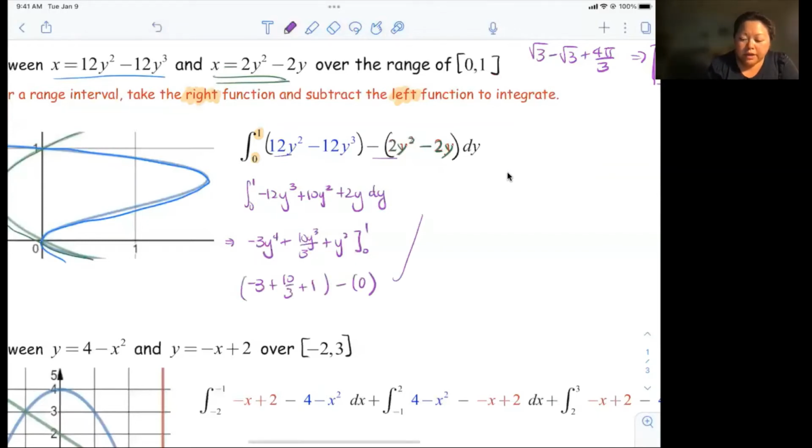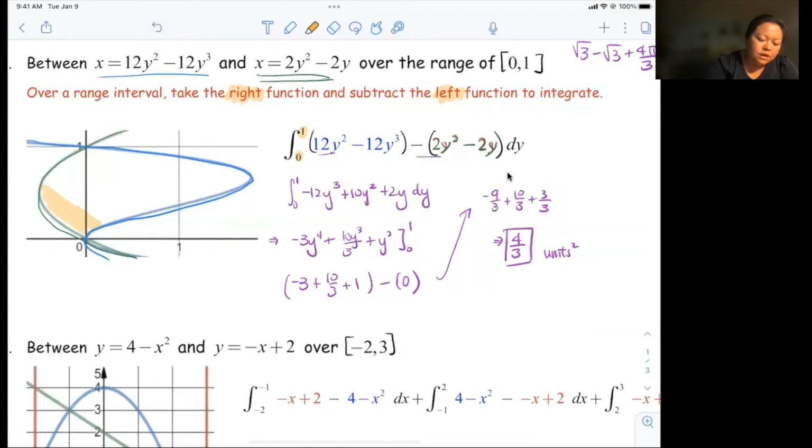All right. So again, get comfortable with your fractions here. Negative 3 is negative 9 over 3 plus 10 over 3 plus 3 over 3. So 13 minus 9, your answer is 4/3 square units. All right, so that will be the area of this piece right here, this piece that's trapped between the right and the left function here.